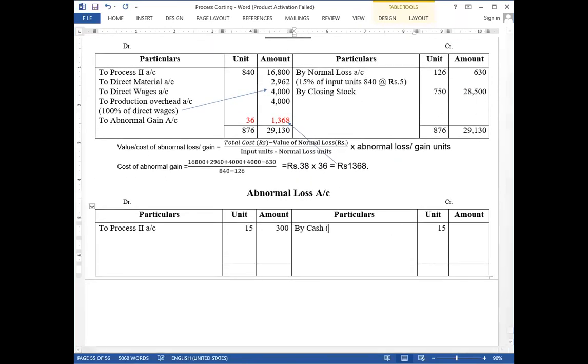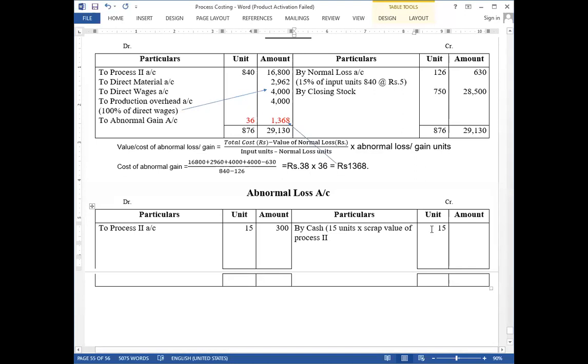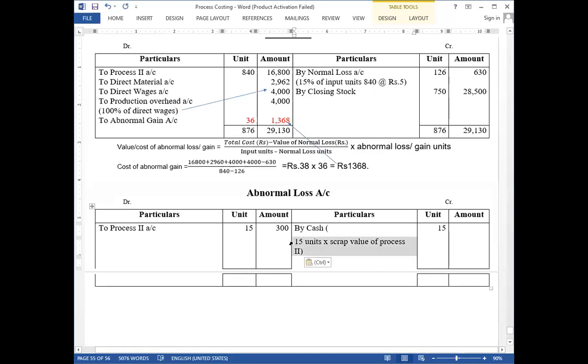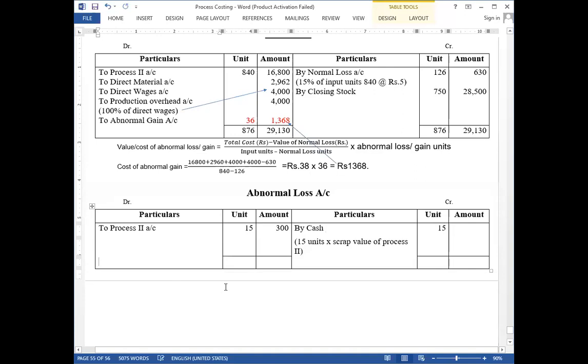So cash, how many units? 15 units goes into scrap value. Scrap value of process 2. Okay. Why? Because this happened in process 2, so I can take the process 2 scrap value only. Okay. So it will be easy for you. It is not necessary for you to write this in the exam. It's only for your reference.